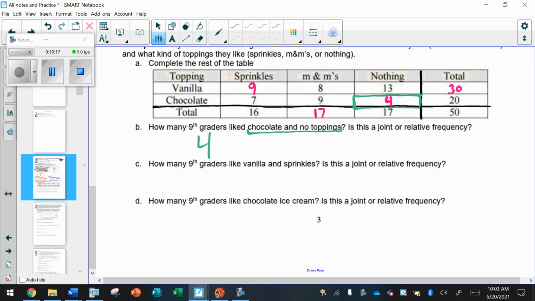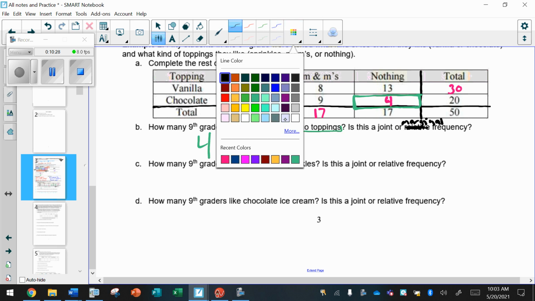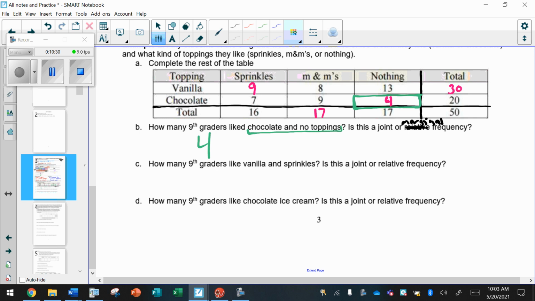Chocolate and no toppings. Is this joint or marginal? It is a joint frequency because we are joining together the love of chocolate with nothing else on it. So when you're combining those two categories, you are joining those two categories, making it a joint frequency. So we join two categories or two descriptions for that.